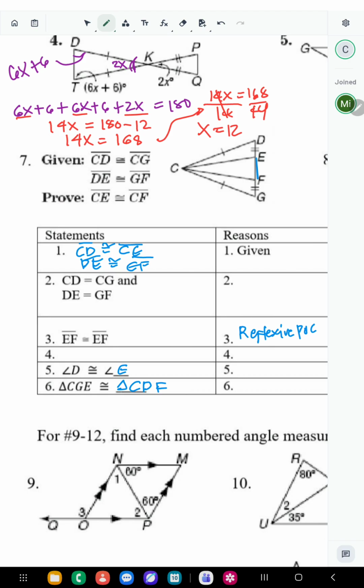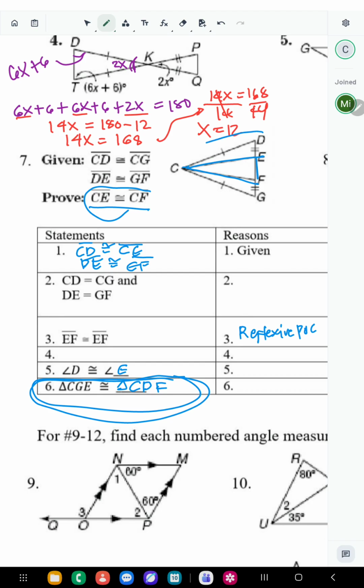Okay, that is strange, okay? Because we need to prove CE congruent to CF, but here in the last part it's triangle. So I don't understand. Look, it's asking us to prove segment CE is congruent to CF. But then from here the statement, the last one, is proving that the triangle, this one, is congruent to the other triangle. That's strange.